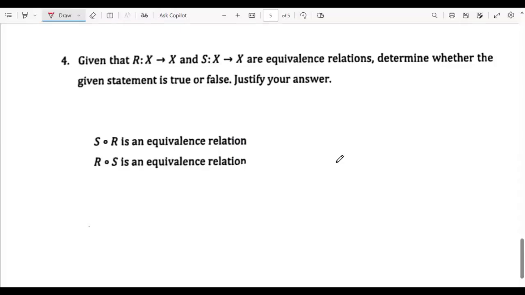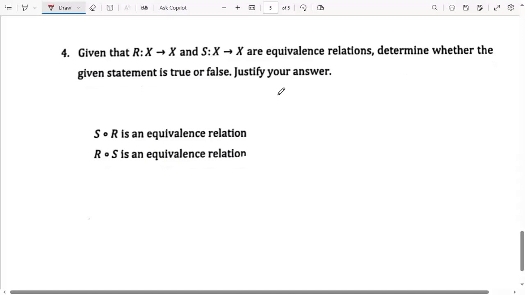Okay, so let's look at this question here, where we are saying, given that the relation R that maps X to X and a relation S that maps X to X are equivalence relations, determine whether the given statement is true or false. And then they're saying justify your answer.